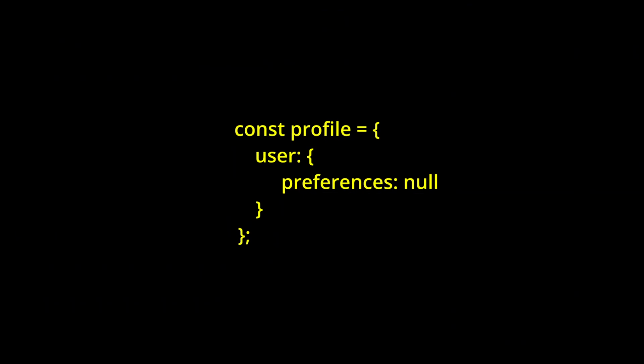Here is your challenge. Given this profile object, safely display the theme. If the theme is missing, show system. Try it using optional chaining and nullish coalescing.